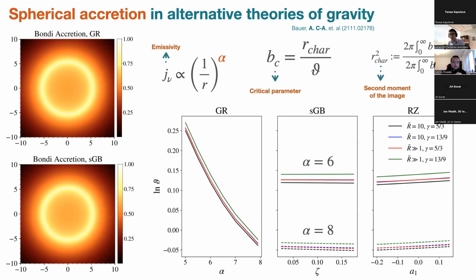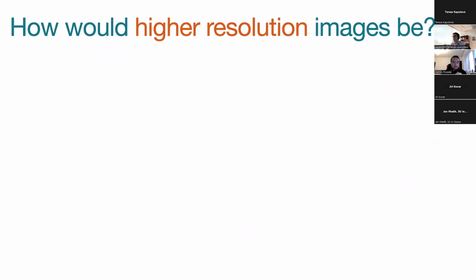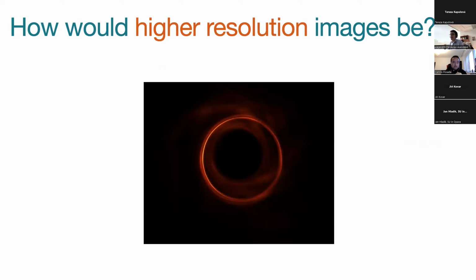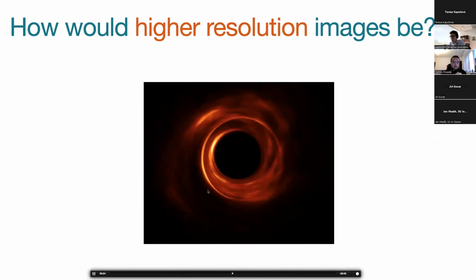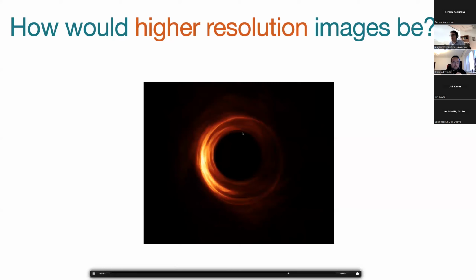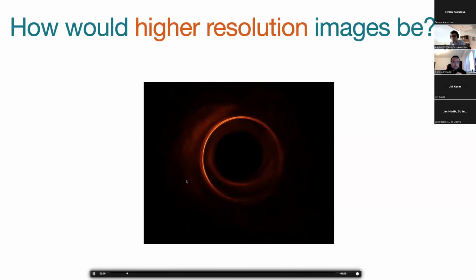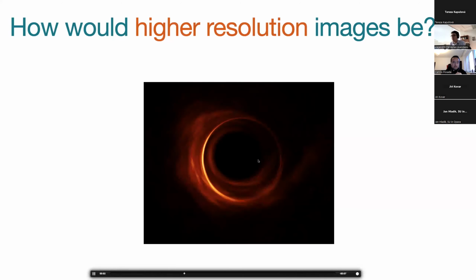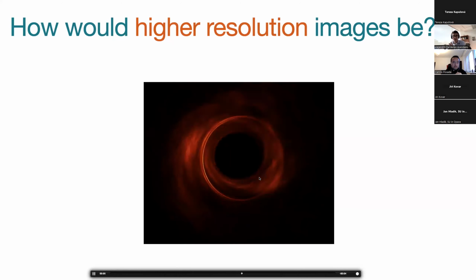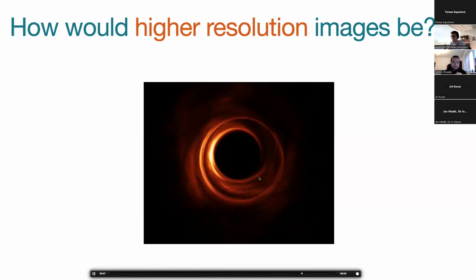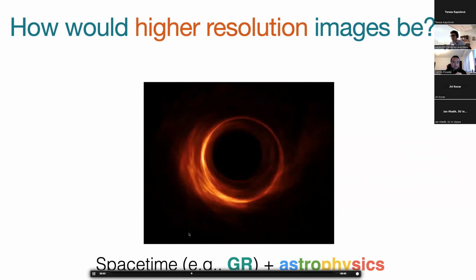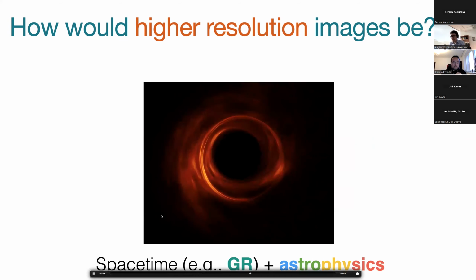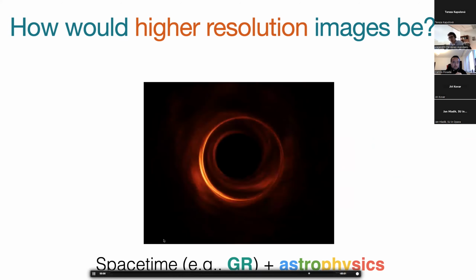So now we can move to ask the question, okay, how will this be in the future? How would higher resolution images be? And then you can say, okay, will it look something like this? And of course, this is not what the EHT resolution can achieve. This will depend on the plasma that's making these observables possible. We actually want to have some plasma, otherwise we wouldn't be able to observe the black hole through electromagnetic observations. Again, I want to emphasize, all these images will depend on the space-time and the astrophysics, and I want to disentangle them.